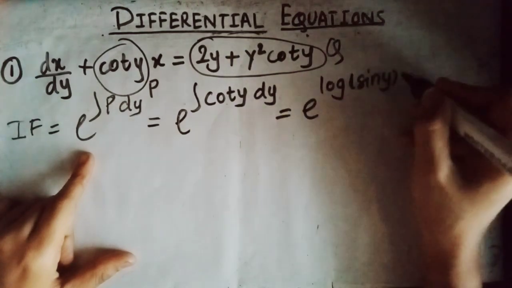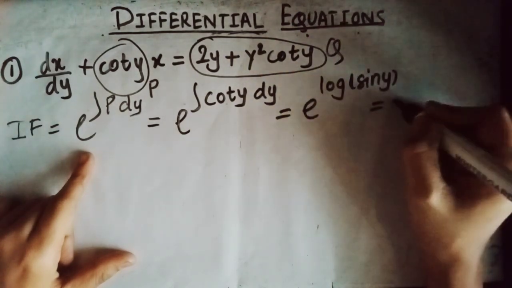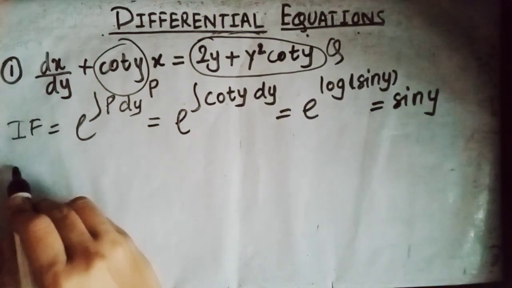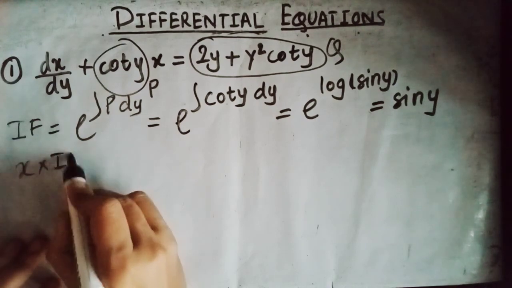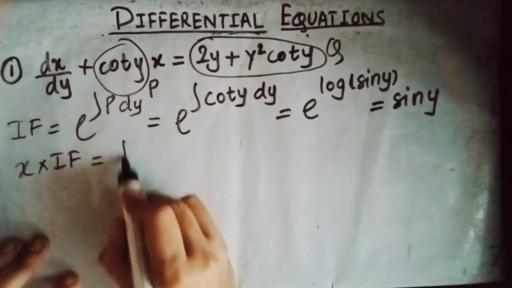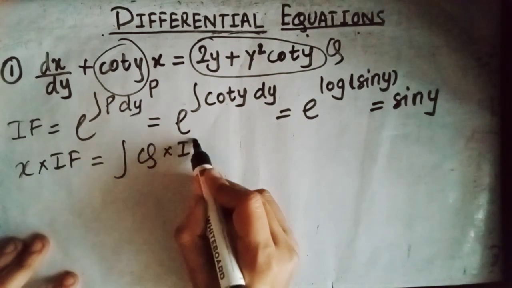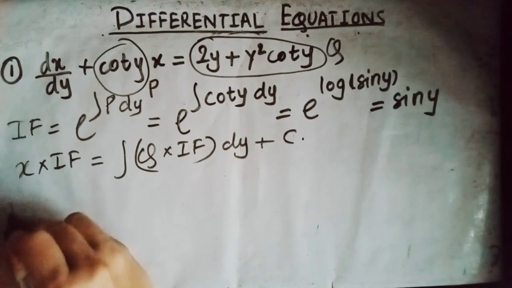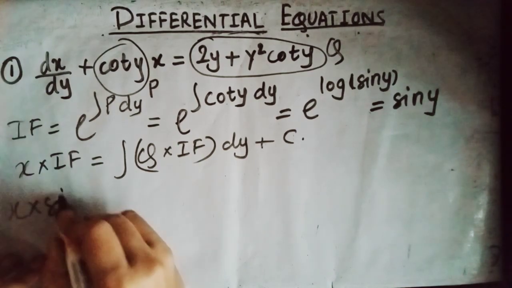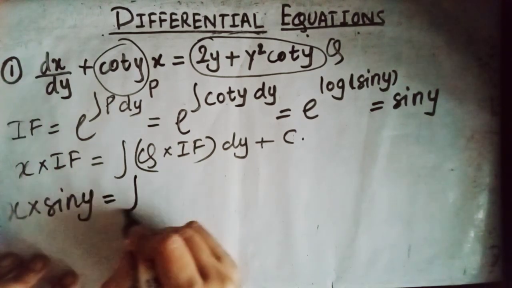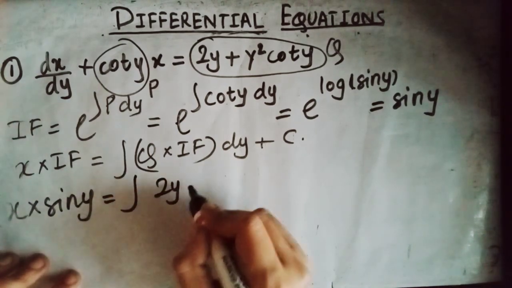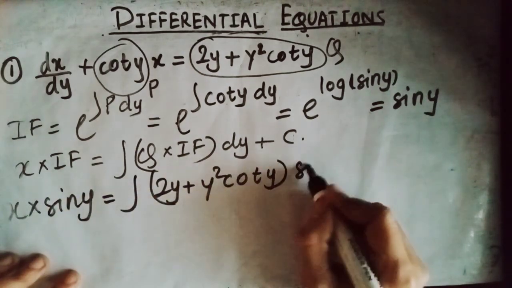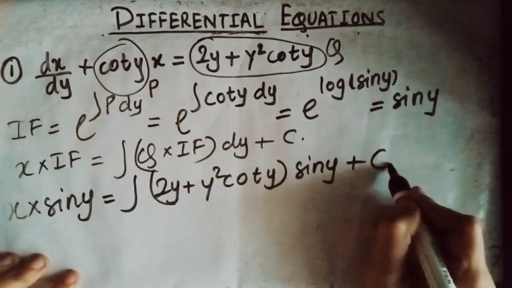Okay, so e and log goes, so you will get sine y. Now you have to substitute in that x into integrating factor equal to integral of q into integrating factor dy plus c. Okay. x into integrating factor is sine y, integral of 2y plus y square cot y into sine y plus c.